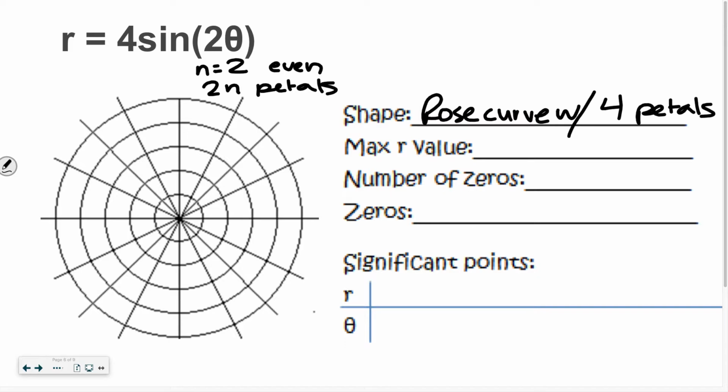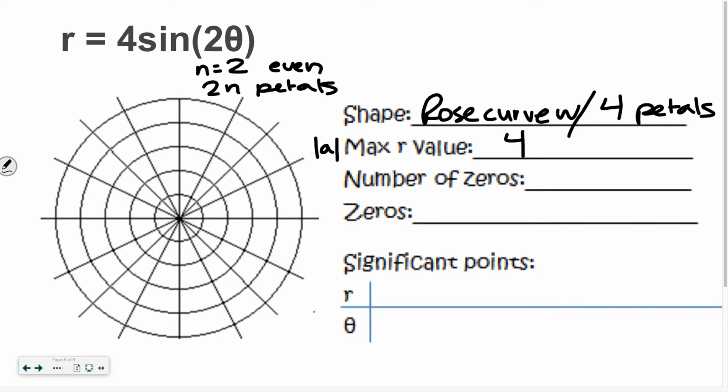And that just sort of holds you accountable to how many petals you end up drawing in the picture, right? So it's good for you to think about with the shape. Okay, what's your max R value? 4. Absolute value of A again. Number of zeros, if it is 4 sine 2 theta, it has 4 petals, so it could be 4 or 5. This one has 5.